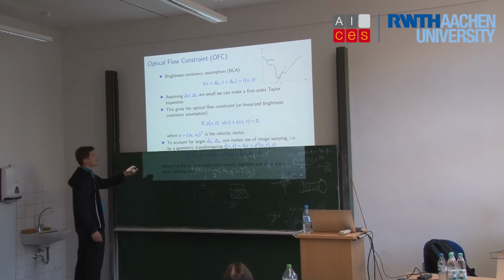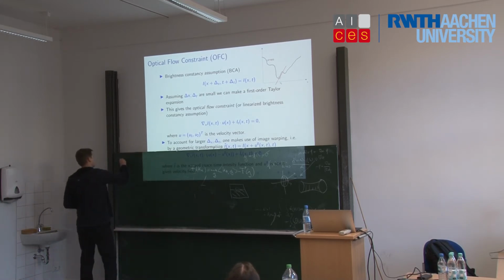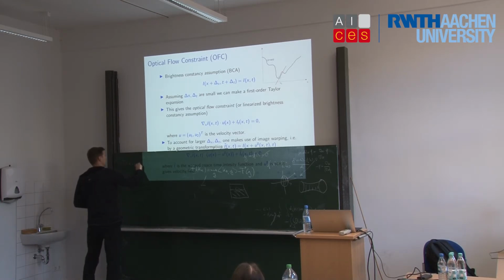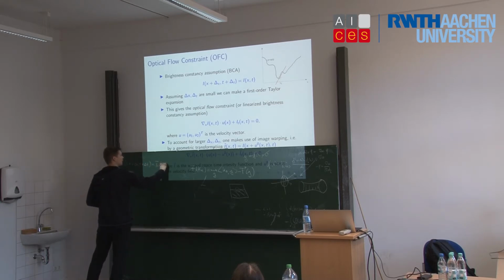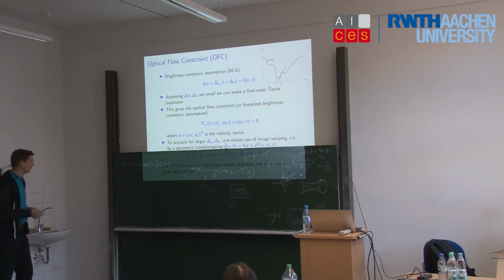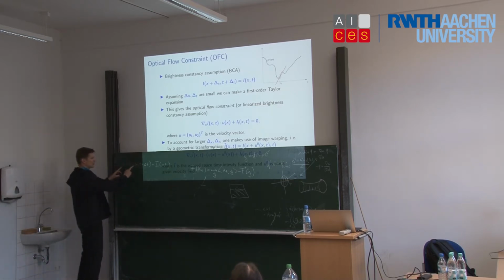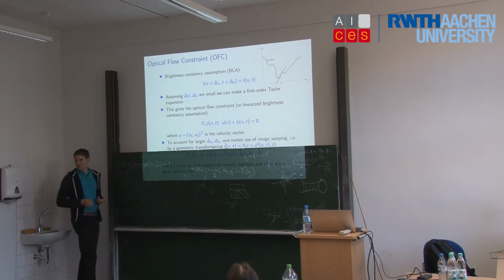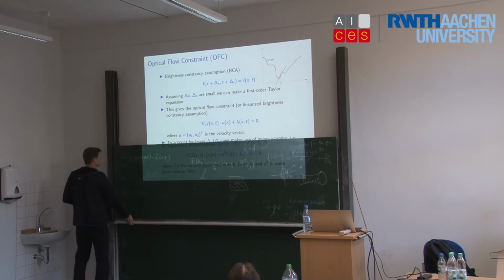So let's consider this equation here, I of x plus delta x and t plus delta t equals I of x and t. So that's our main assumption. We're assuming the intensity value stays the same. And what we're now doing, assuming that delta x and delta t are small, we can replace this term with a first order Taylor expansion.